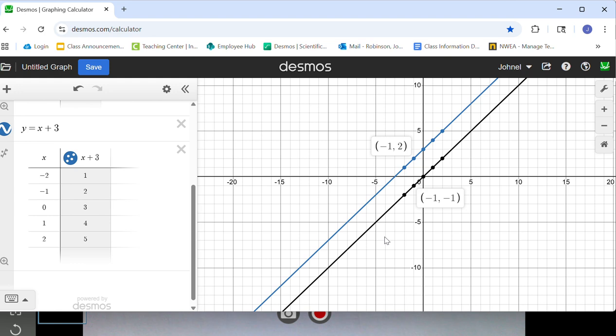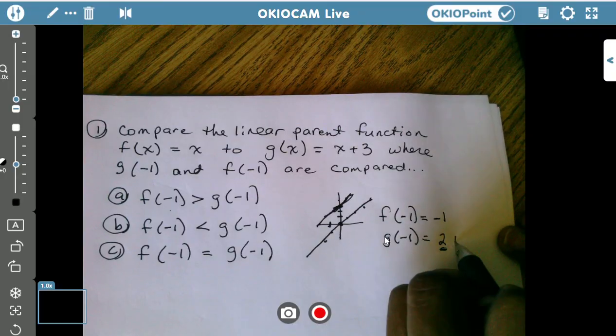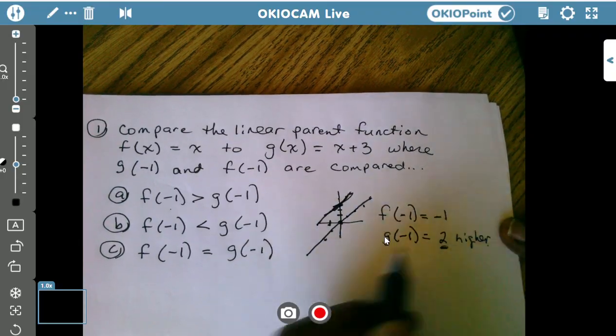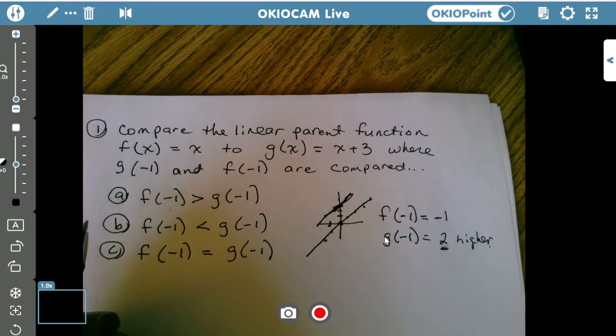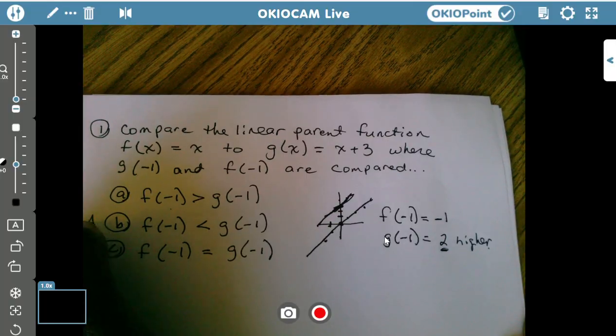Alright, f of -1 is -1. And f of g of -1 is 2. So I wrote that down. This number is higher, and since that number is higher, g of -1 is greater. So this answer is B.